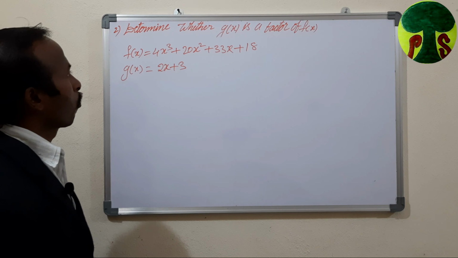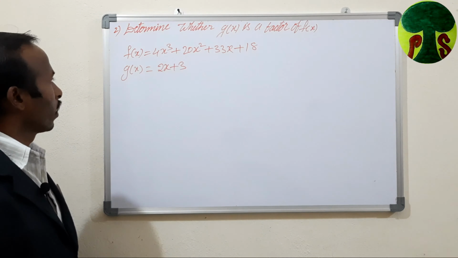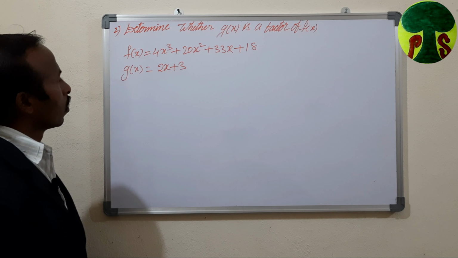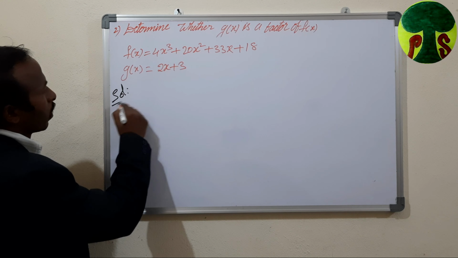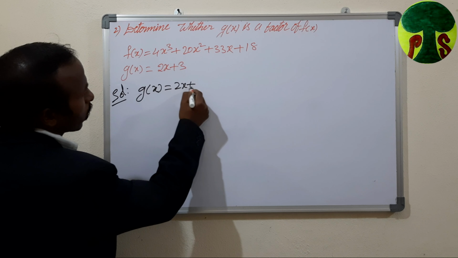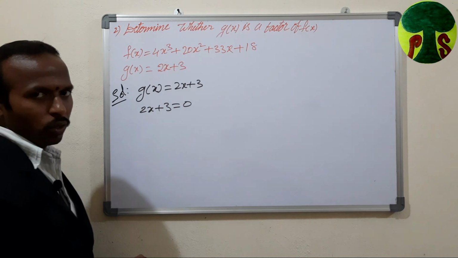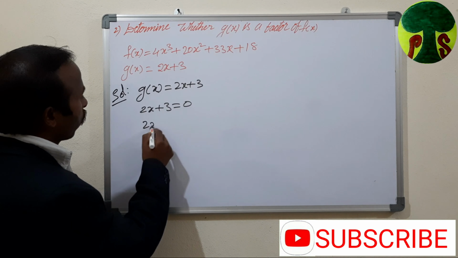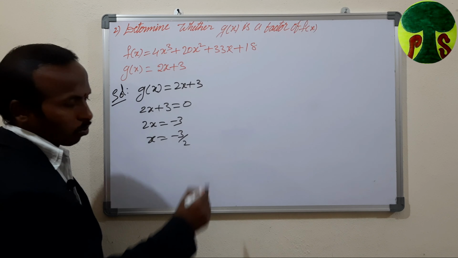Now we will solve one more problem to enhance your skills, that is f of x equal to 4x cube plus 20x square plus 33x plus 18, and g of x equals 2x plus 3. Let's see the solution. The given g of x is equal to 2x plus 3. 2x plus 3 is equal to 0, 2x equals minus 3, x equals minus 3 by 2.